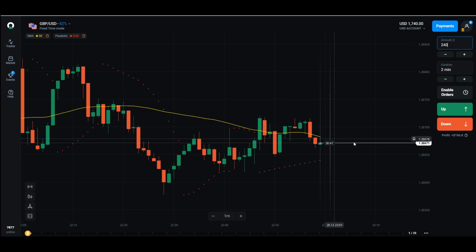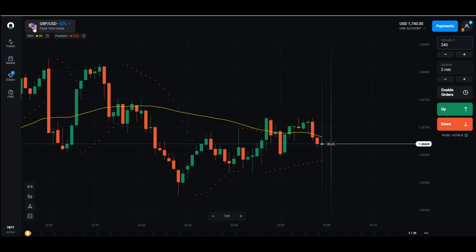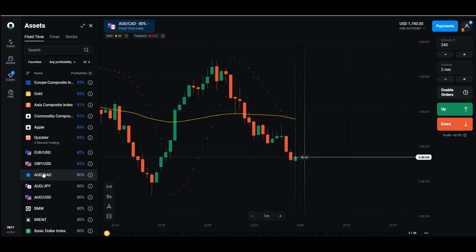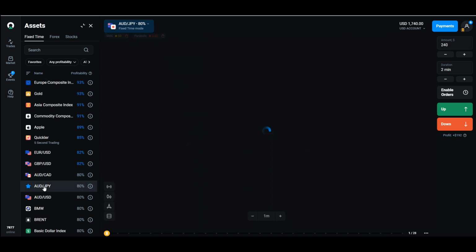After that, we can choose a currency pair that has a profit potential of at least 80%. We can look at the price movement graph on this trading platform to estimate the direction of the price movement of the currency pair we choose.